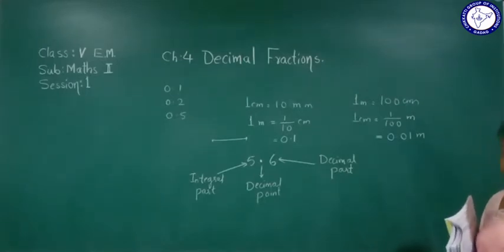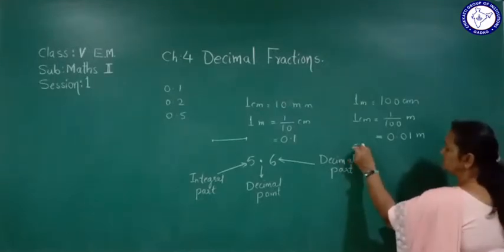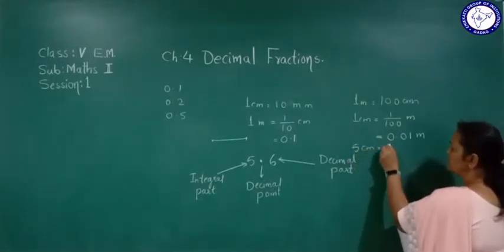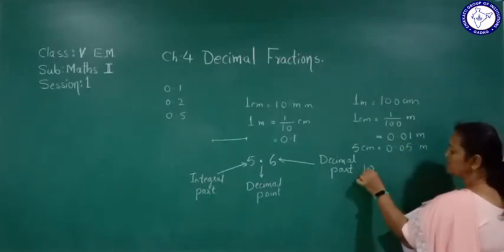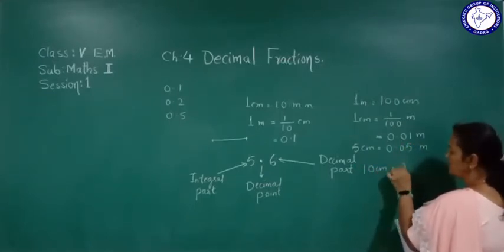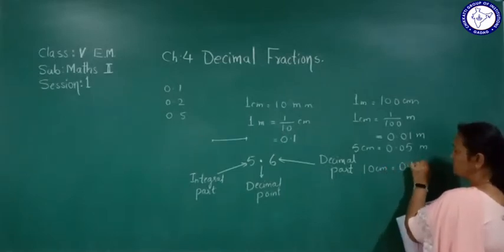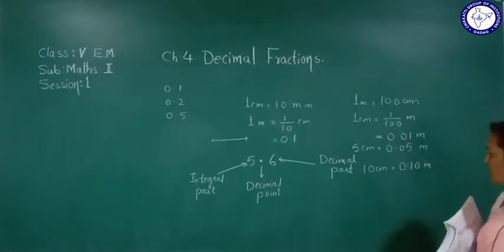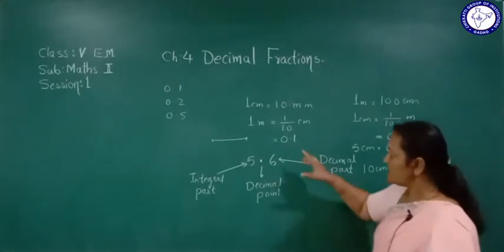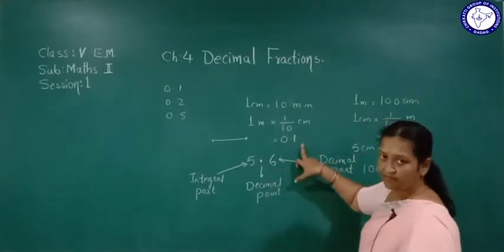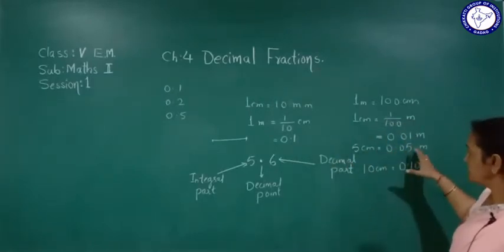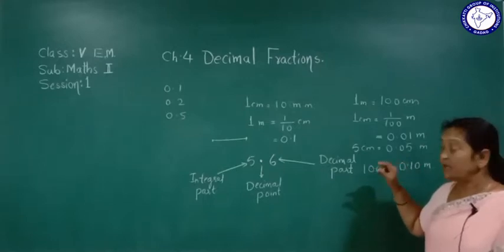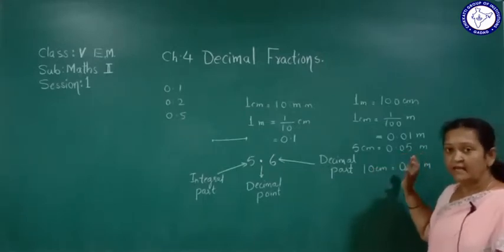If it is 5 centimeters, we write it as 0.05 meter. If it is 10 centimeters, we write 0.10 meter. Okay, 0.10 meter. Now we read it as 0.1. Okay, now this is 0.05. After the decimal point, each number is read by its digit.